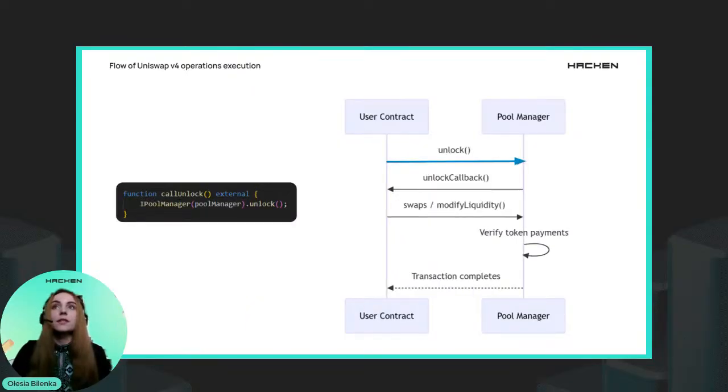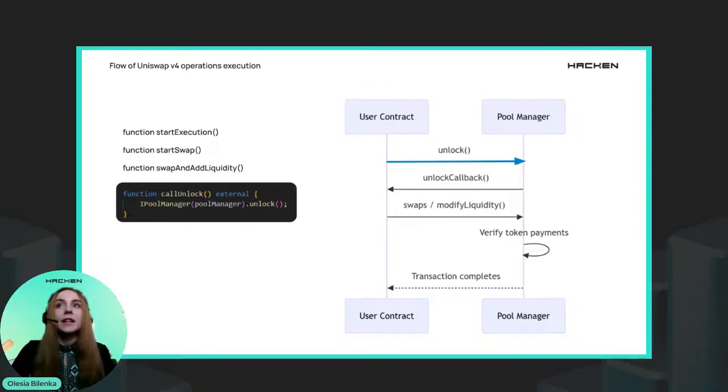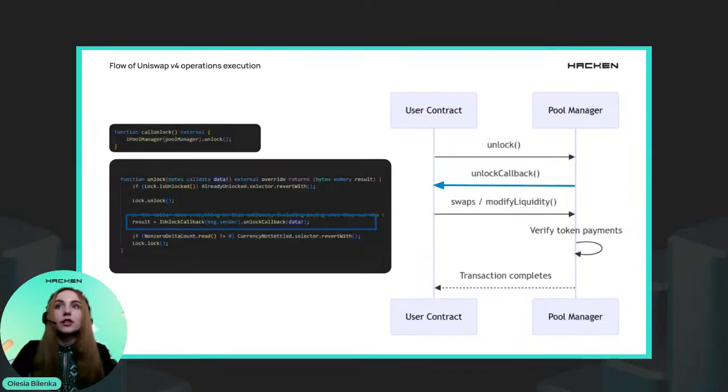Let's walk through this flow step by step. For example, in the user contract, we might have a function called callUnlock. And this function could have any name. What matters here is that it calls unlock in the pool manager. Here is the unlock function inside the pool manager. It unlocks the contract if it was not already unlocked, and then calls unlockCallback on the message sender, which is our user contract. That means your contract must implement unlockCallback with exactly this name.